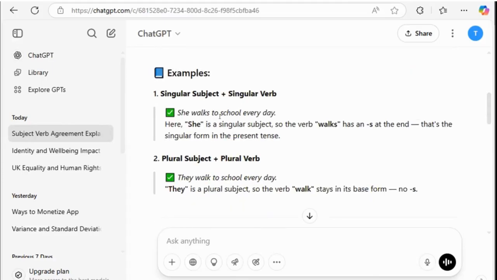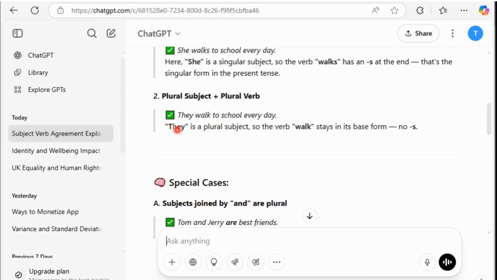Singular subject plus singular verb. She walks to school every day. What is the singular subject here? She. That is the singular subject. Then the verb walks. A singular verb usually will have an S attached to it. She walks to school. Walks. Okay? That's example one. Look at example two.